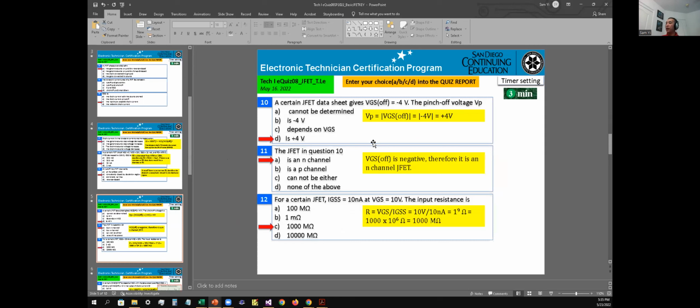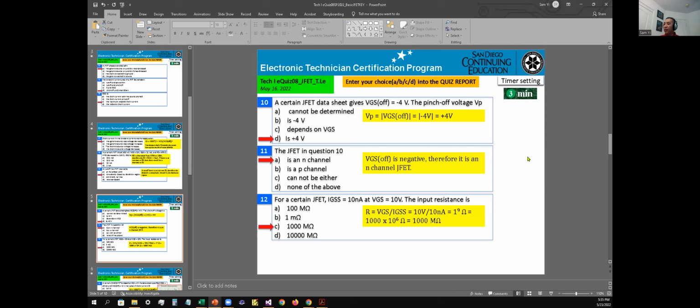A certain JFET data sheet gives a VGS off equals -4 volt. The pinch-off voltage VP is the opposite of VGS off, or the absolute value of VGS off. In this case VGS off is -4 volt, so the opposite of that is +4 volt. So VP is +4 volt. The answer is D, as in David, for number 10.